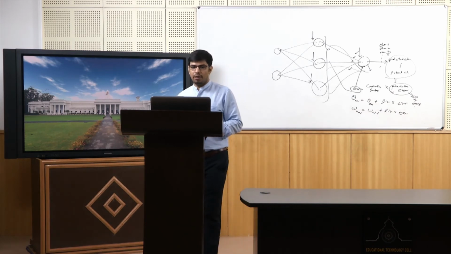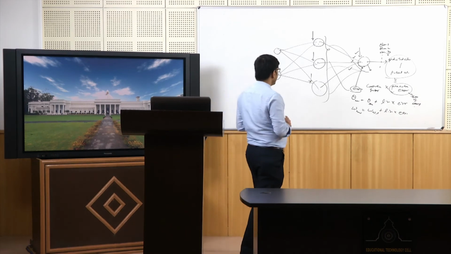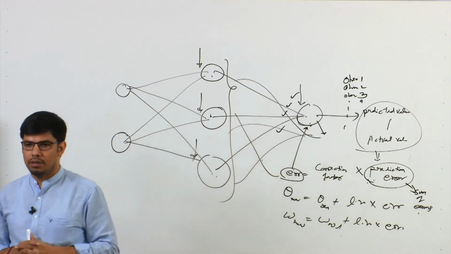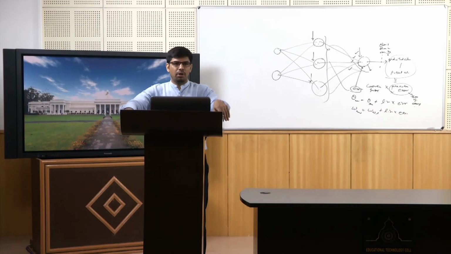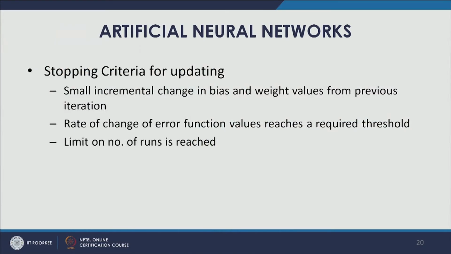So you would see that case updating is more rigorous, and therefore it would require more run time as well. The accuracy of the model would be much better in case updating. However, it will come at the cost of longer run time. Now let us talk about the stopping criteria for updating. So when should we stop?